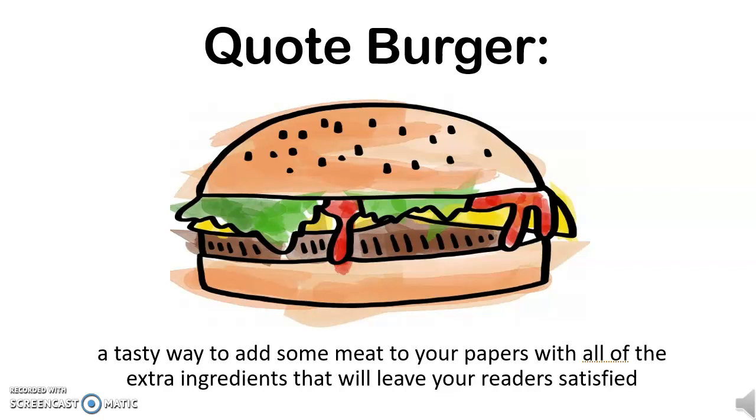This is the quote burger method for using sources in paragraphs. Now, this is a really basic way to make sure you get all of the elements you need in a body paragraph when you are using sources. The samples you will see have one sentence for each step, or sometimes a phrase for each step.